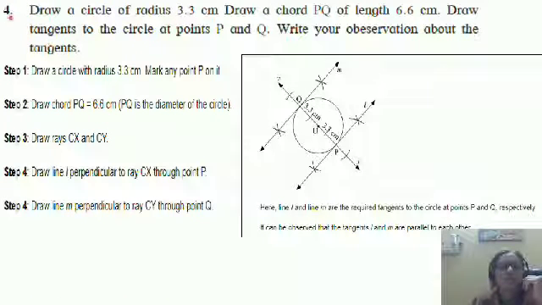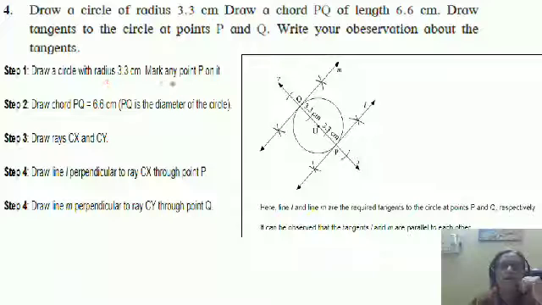Your next question is, draw a circle of radius 3.3 cm. Draw a chord PQ of length 6.6 cm. Draw tangents to the circle at points P and Q. Write your observation about the tangents.